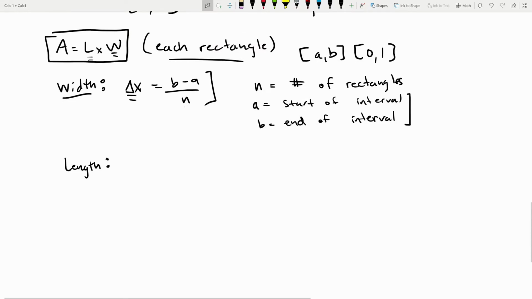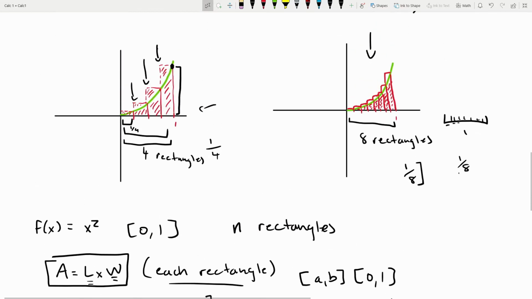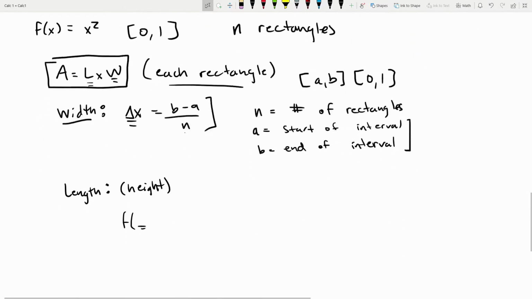And we could say that the length, or the height, I'm going to put in brackets here, height of the rectangle, depends on the function, right? But now we need to know, what do we input for the function? And it's important to know that there is this distinction, because the function at this x value is different from the function at this x value, and it's different from the function at this x value. So we need to know what x value we put in.